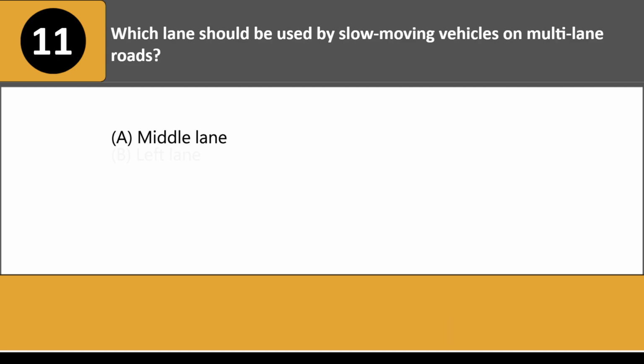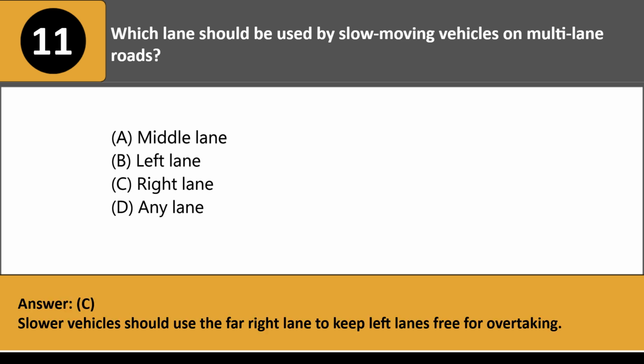Which lane should be used by slow-moving vehicles on multi-lane roads? A. Middle lane. B. Left lane. C. Right lane. D. Any lane. Answer C. Slower vehicles should use the far right lane to keep left lanes free for overtaking.